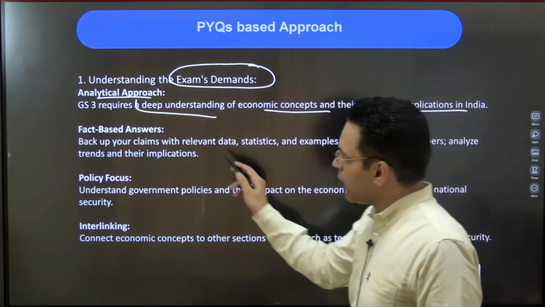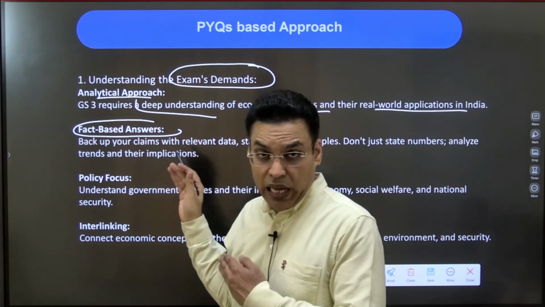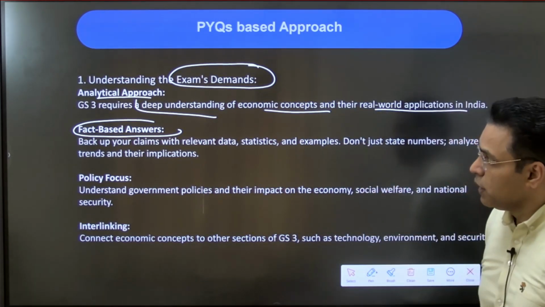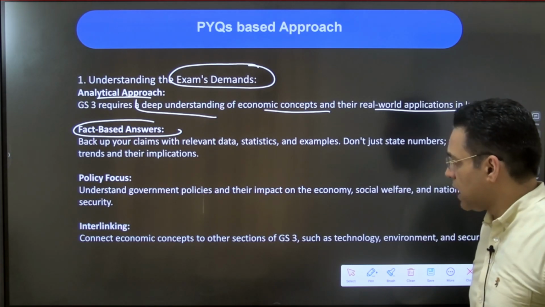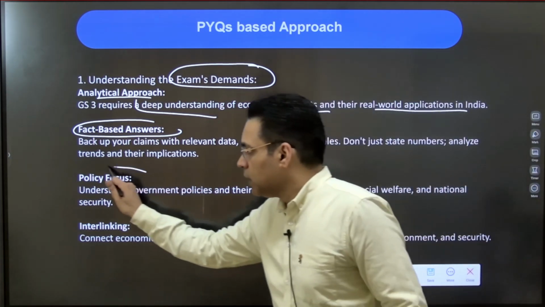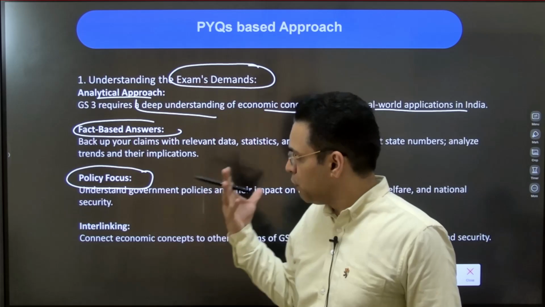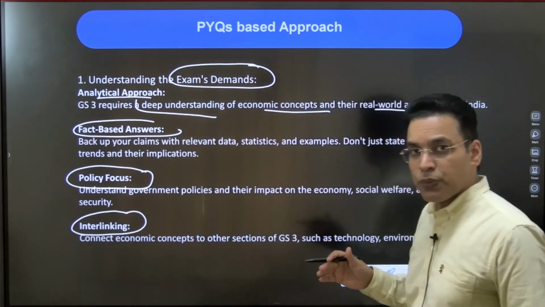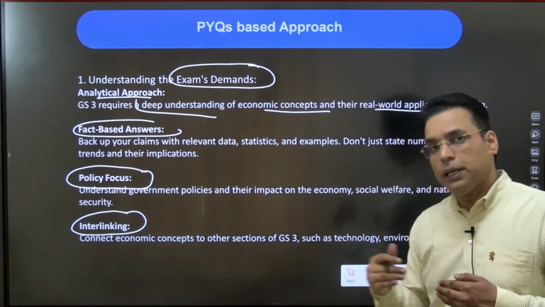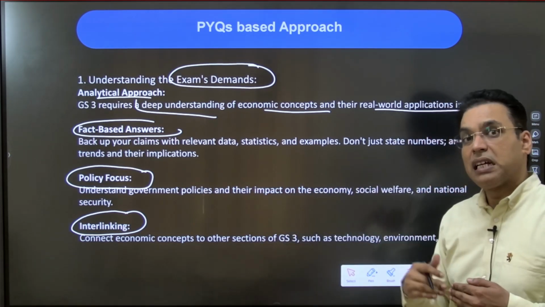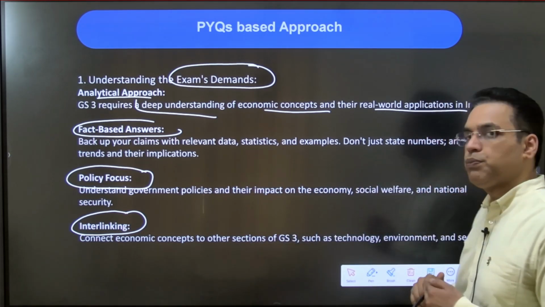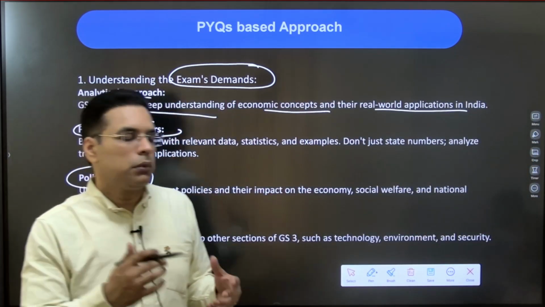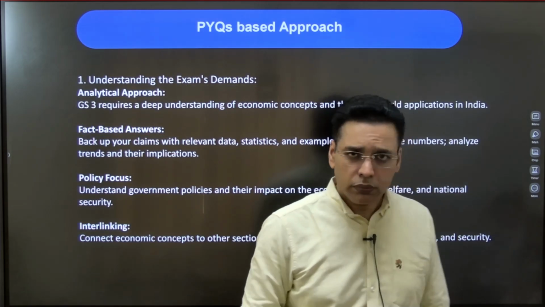Similarly, the fact-based answers. Now today I'll show you a question that came in last year's mains, I'll be showing how it is interlinked. Fact-based answer means you need to have data, statistics, examples. You need to understand whether we have any government schemes or policy where हम जहाँ focus कर रहे हैं, or whether interlinkage is available or not, because an economy concept can be linked with environment, social justice, change, technology and security. So when you look at it holistically, that will push your answer to the next level.